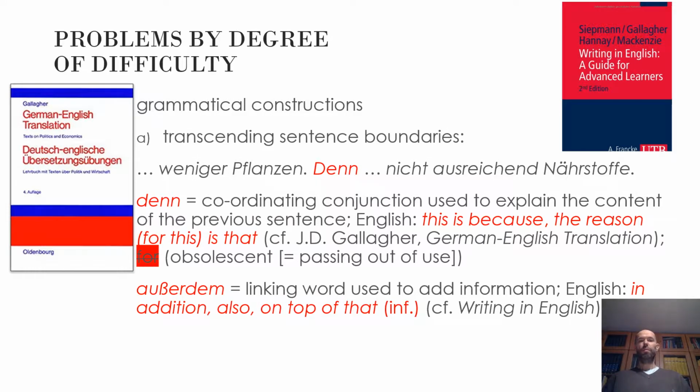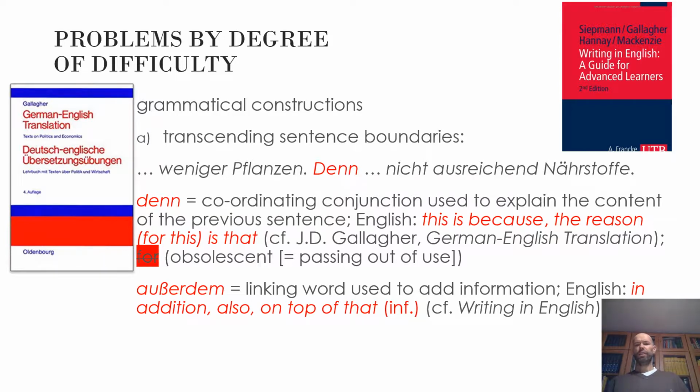The next problem concerns grammatical constructions that transcend sentence boundaries, the sort of sentence external constructions I've already talked about. So in this first sentence, we have "weniger Pflanzen, da wachsen weniger Pflanzen." And then the reason for this is given. This is because there are not enough nutrients. So now I've already given away what the solution is. "Denn" is not easy to translate for most learners of English.